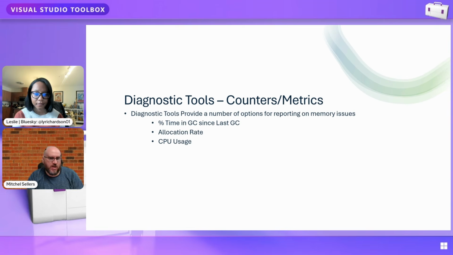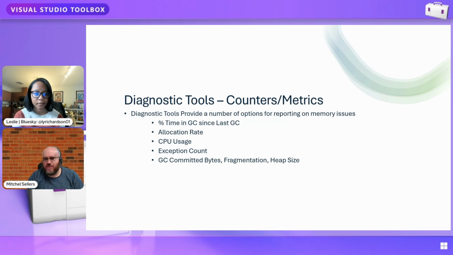CPU usage, although not directly related, sometimes is a good pointer when we start to look at different elements. Exception counts also come into play because what are exceptions? Well, they're objects in memory. They're things that are going to be consuming resources. We want to make sure that we take those into consideration.